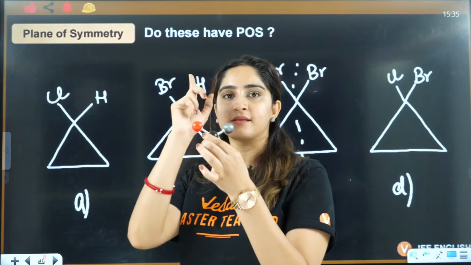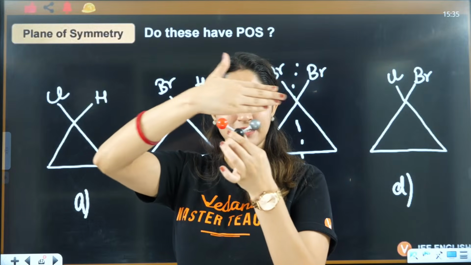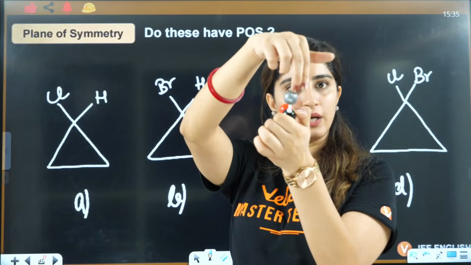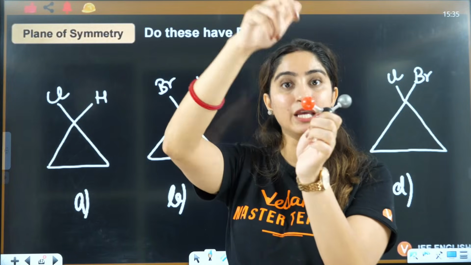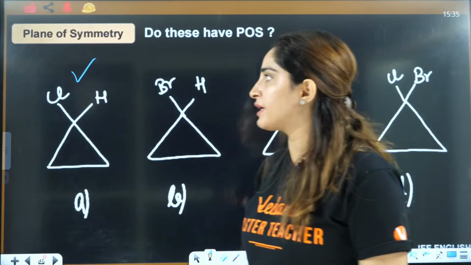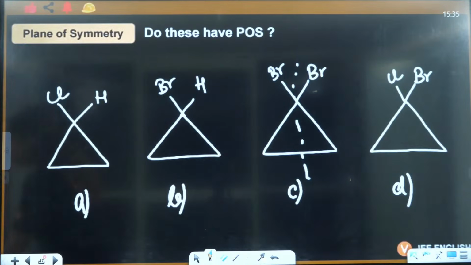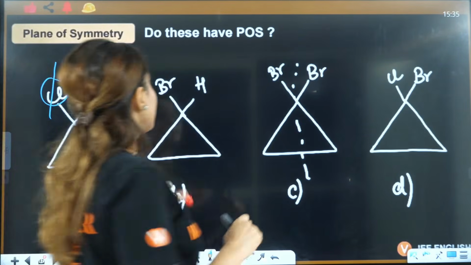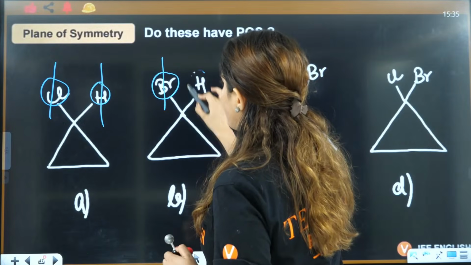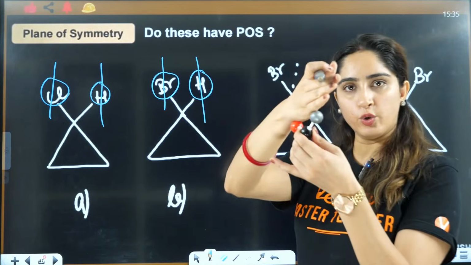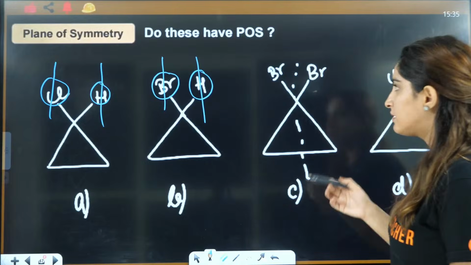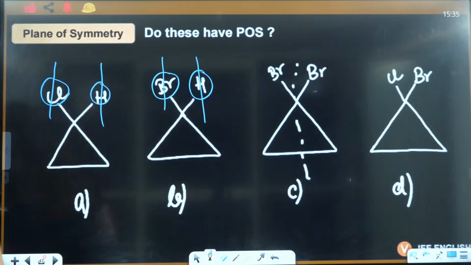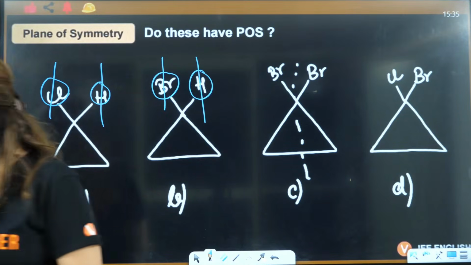This is grey, this is red. But if you pass a plane like this from this angle, it will divide it into equal halves. These two atoms equal half, these two atoms equal half. So here it will possess a plane of symmetry, which will divide these two atoms into equal halves, right? Similarly, here you will possess a plane of symmetry, which will divide these two into equal halves. Here you can have two planes of symmetry if both of them are the same, right?